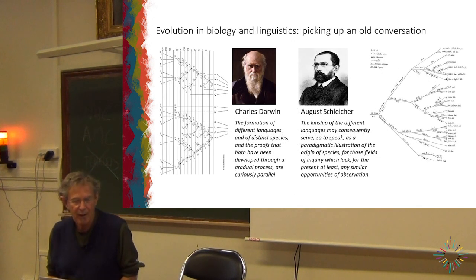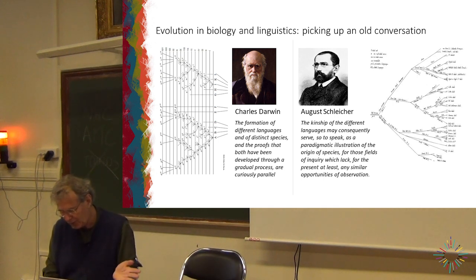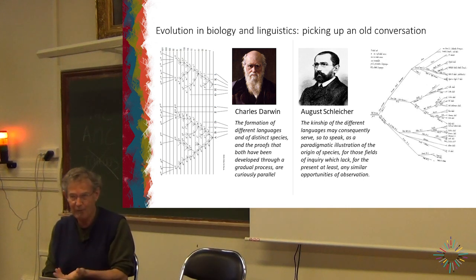So I'm sure you've all seen this slide, just to remind us of the very old conversation between biology and linguistics, and the actual correspondence, in the days when correspondence meant sending letters to each other, between Charles Darwin and August Schleicher, and drawings which each of them made in articles which they wrote. Charles Darwin actually made a foray into linguistics, noting that the formation of different languages and of different species, and the proofs that both have been developed through a gradual process, are curiously parallel. And then August Schleicher pointed out that one of the problems for Darwin at the time was that most of the earlier states which he would postulate weren't attested.